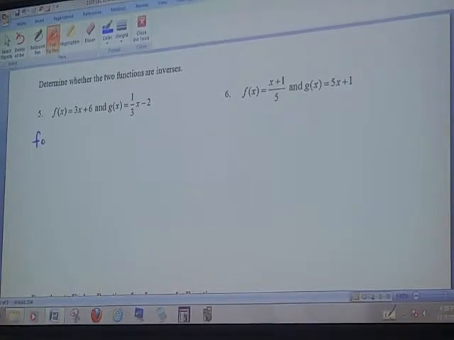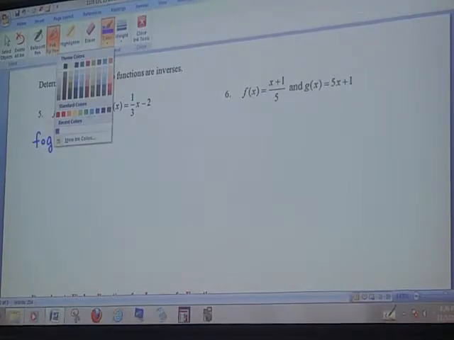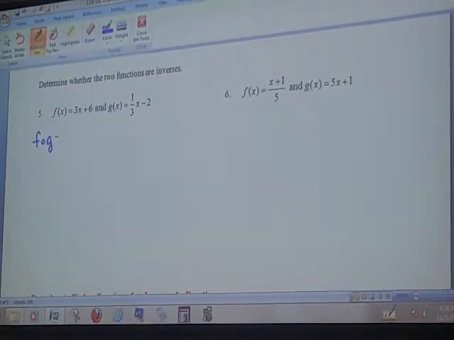So I have to do f composition g. That means I put g, which we should be pretty good at doing by now, into f. So that's going to give me x minus 6 plus 6, which equals x. So there's one direction that works. And then I do g composition f. So now I put f into g.